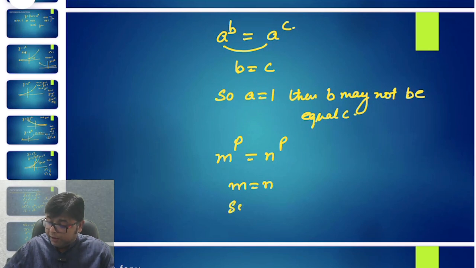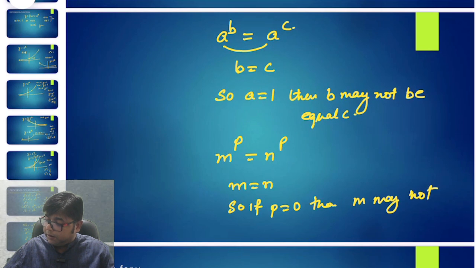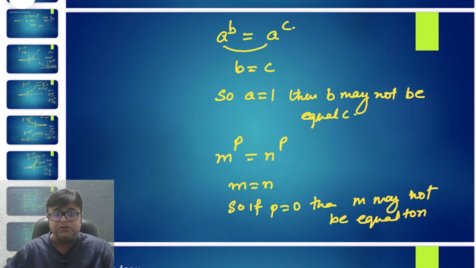Yes. If p is 0, then m may not be equal to n. Any number to the power 0 is 1. So if m is 7 and n is 8, 7 to the power 0 is equal to 8 to the power 0, because both will be 1. So this is something which is worth remembering. Why? Because, as I've told you, this can be exploited especially in paper 2, where we have to identify the error in the proof.